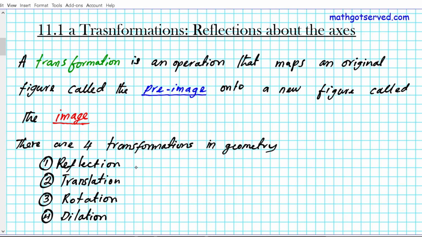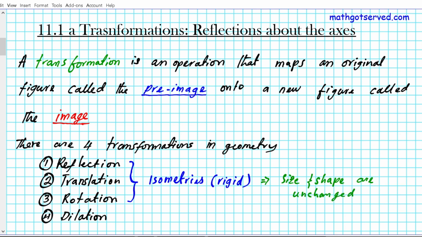All right, so just to keep something in mind, the first 3 are known as isometries or rigid transformations. What does that mean? It basically means that the size and shape remain the same. They are unchanged. They're congruent. The pre-image and image are congruent. Size and shape are unchanged under these first 3 transformations.